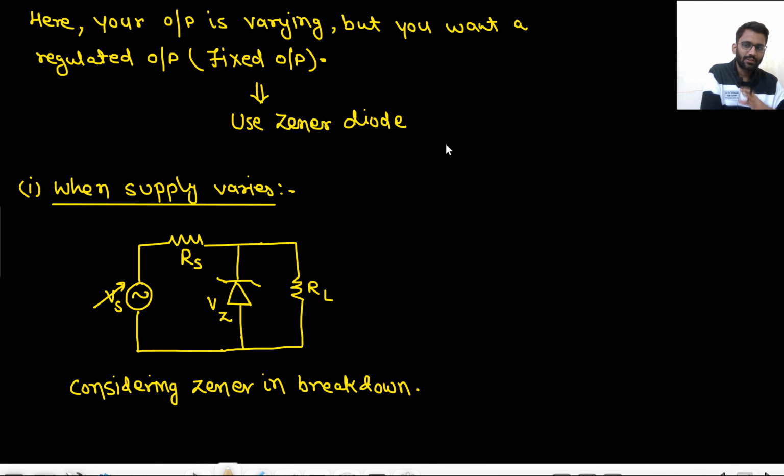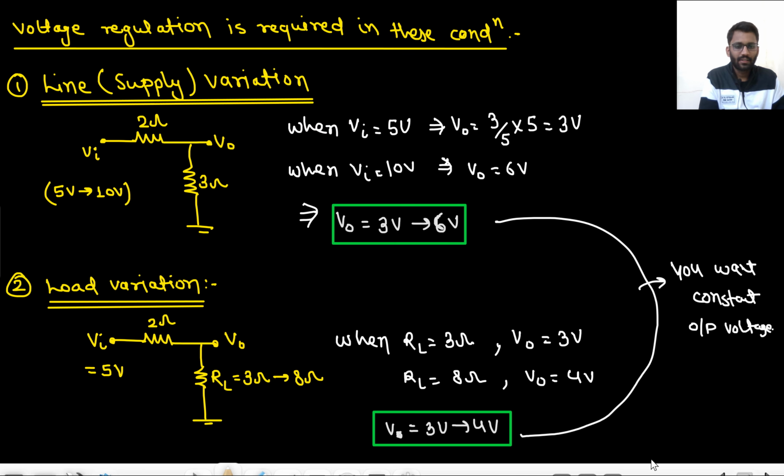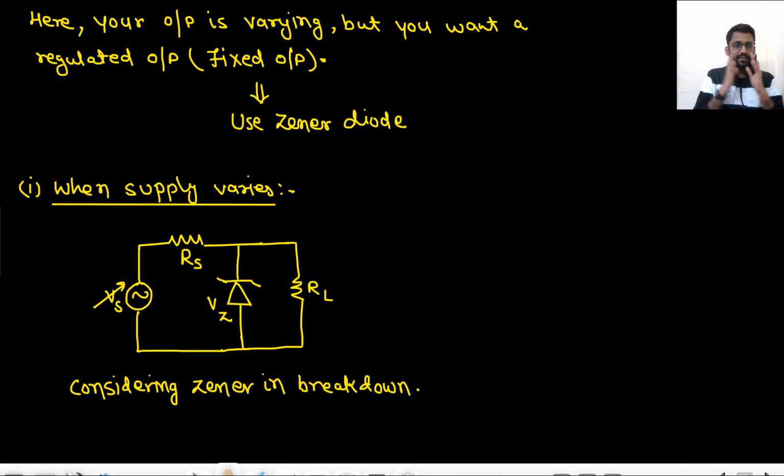In the first case, your supply is varying. Okay, so understand this very, very clearly, very, very neatly. Just give your full attention here. So tell me, what do I call it? I call this current IS, I call this current IZ, and I call this current IL, load current. Load current, Zener diode current, and source current, I will say.